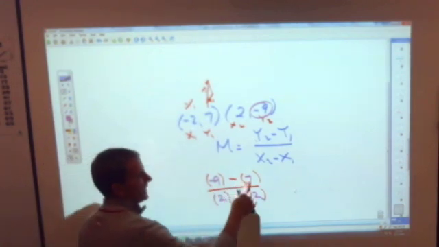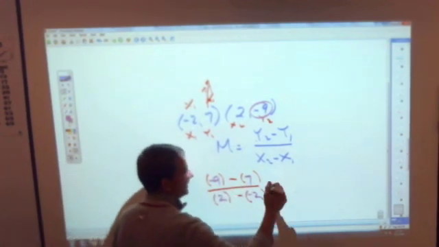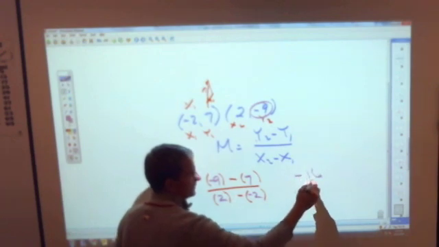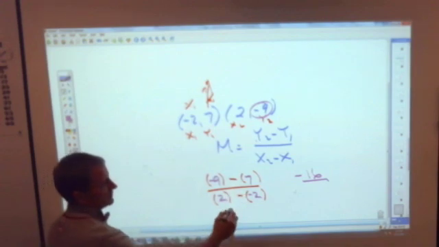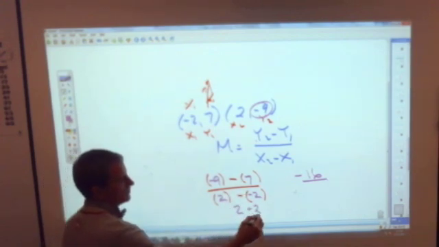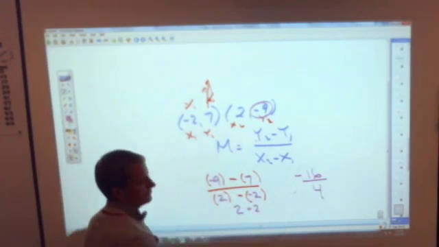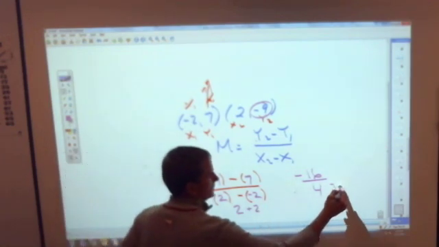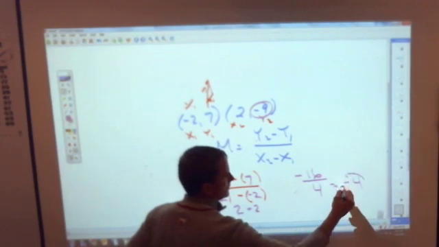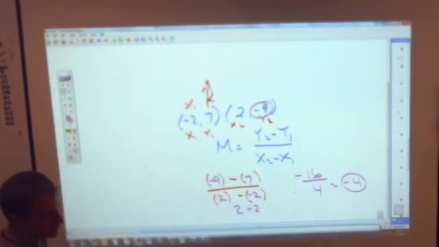Negative 9 minus 7 is negative 16, correct? Yes. 2 minus a negative 2 is actually 2 plus 2, which is 4. And negative 16 over 4 is negative 4. Please make sure you reduce and simplify. Could you leave it as negative 4 over 1? No. Let's not.